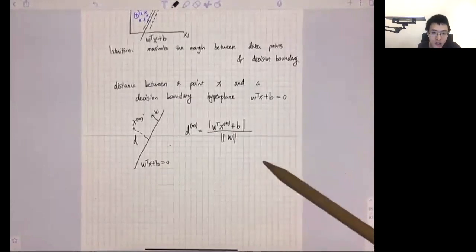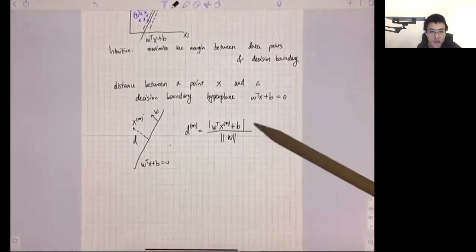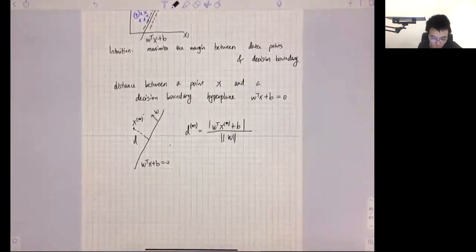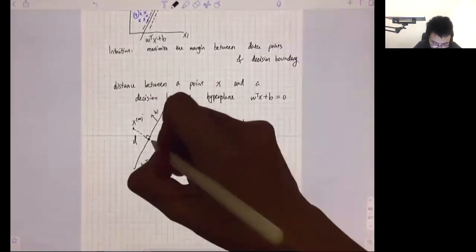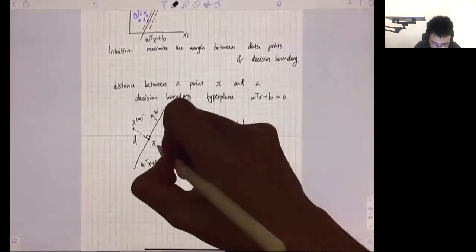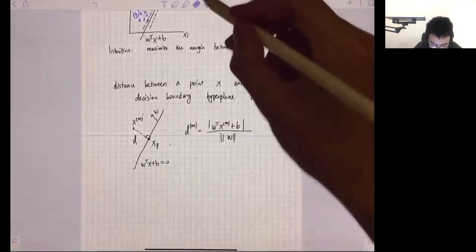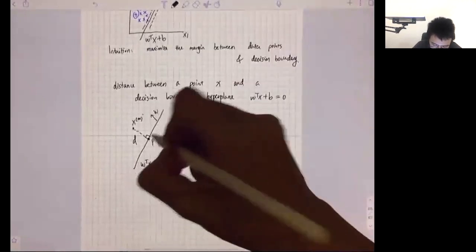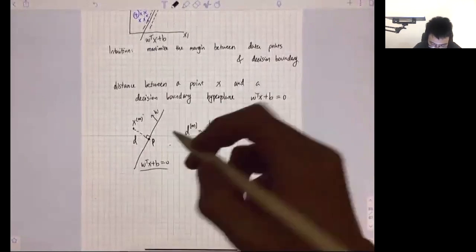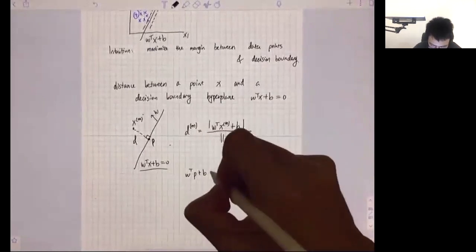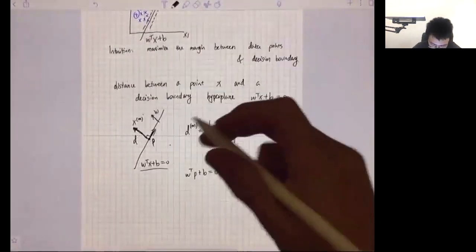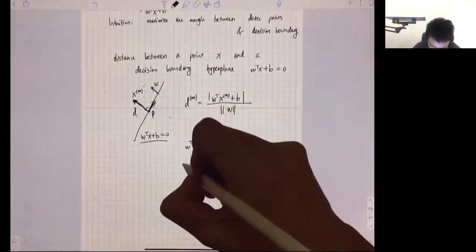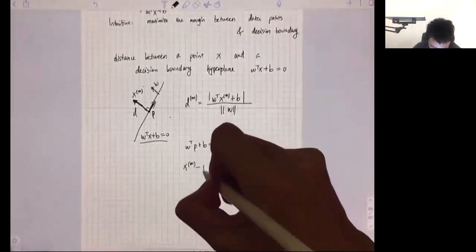And how can I show it? If you are not familiar with this equation, then you can probably refresh your geometry knowledge, or it's not very difficult to show. You first get this point. Okay, so what is this point? I call it maybe X_P, projection or whatever. So I call this point P. Then this P satisfies this equation, so it should be W transpose P plus B equals 0, and so this vector should be X minus P.